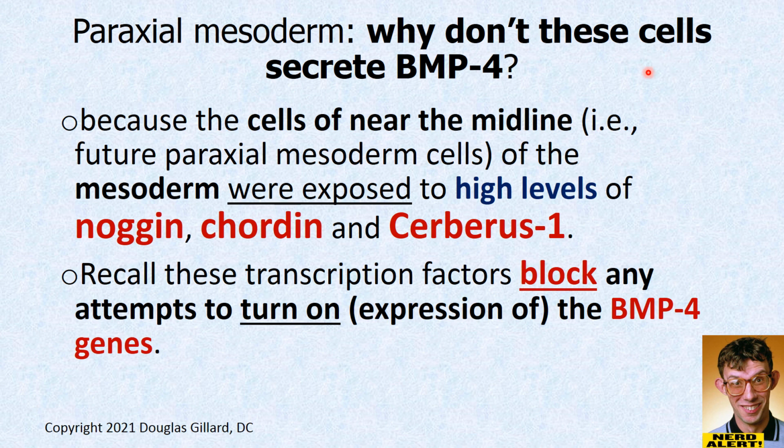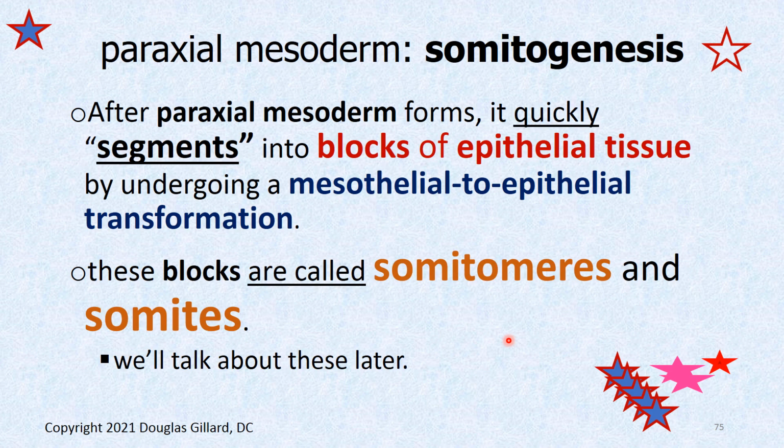Why don't they secrete BMP4? We said that BMP4 is secreted at very low levels in these mesoderm cells that become paraxial mesoderm. Because cells near the midline were exposed to high levels of noggin, chordin, and cerberus. And recall that these gene products block the attempts to turn on the expression of BMP4.